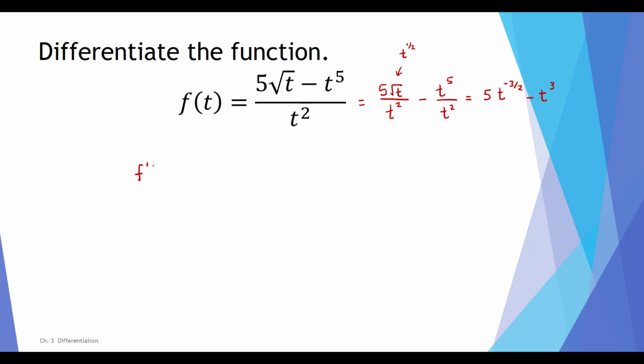Now I can take the derivative, f prime of t, just by using the power rule. So I have 5 times the derivative of t to the negative 3/2 is negative 3/2 t to the negative 5/2, minus the derivative of t to the third is 3t squared, which overall gives us negative 15/2 t to the negative 5/2 minus 3t squared.